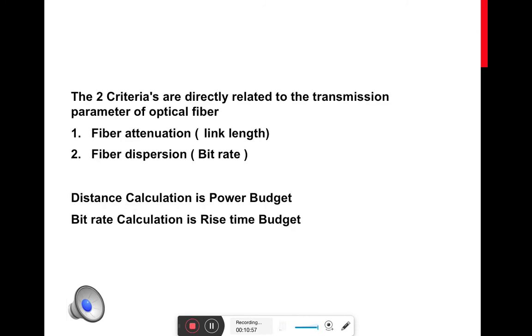So the two criteria that are related to the transmission parameters of optical fiber are fiber attenuation and fiber dispersion. As I already mentioned, the length L is related to attenuation and the bit rate is linked to dispersion. The calculation of the length is referred to as power budget, and similarly the bit rate calculation is referred to as rise time budget. We'll go into detail on these two topics, power budget and rise time budget, in the next videos.